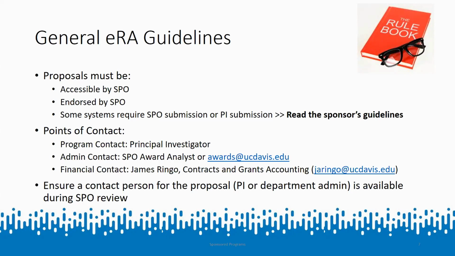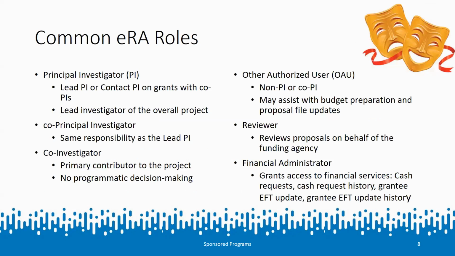Also, if you're using an electronic system like 424, one of these system-to-system submissions, or NSF Fastlane, you want to ensure that someone, you or the PI, is available while we're reviewing it, because we may have questions, we may have comments, and we want to get everything submitted on time. So just make sure that someone's available during that review process. Not that you have to be at our beck and call, but just somebody that we can reach out to and get issues resolved quickly so that everything gets submitted in a timely manner. Any questions about that? Okay.